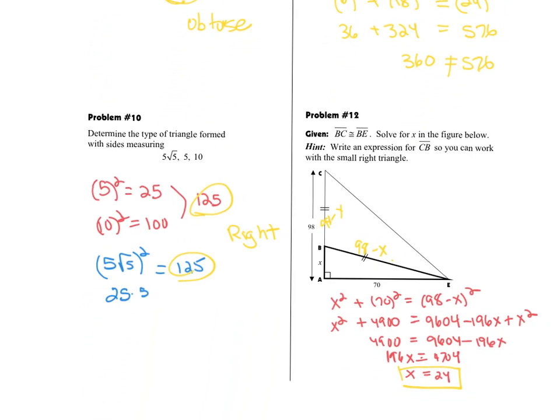If we look at problem number 10, the larger side was 5 times the square root of 5. When I square that, that gave me 125. In the red here were my 2 shorter sides, and so when I took 5 squared and 10 squared and added those together, that gave me 125. Since these are the same, then this tells me this is a right triangle.